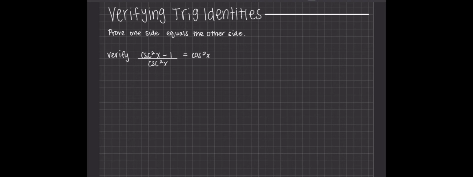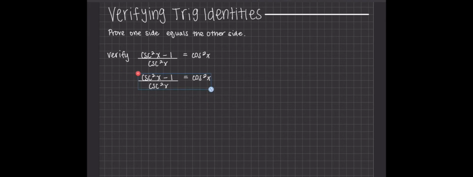So let's go ahead and get started. I have an identity right here in front of me, and we're going to prove that one side equals the other. As I mentioned, choose the most complicated side. So for us, the most complicated side is going to be the left-hand side. As you're working on these problems, it's really helpful to have your identities right next to you so that you can refer to those identities when you need them.